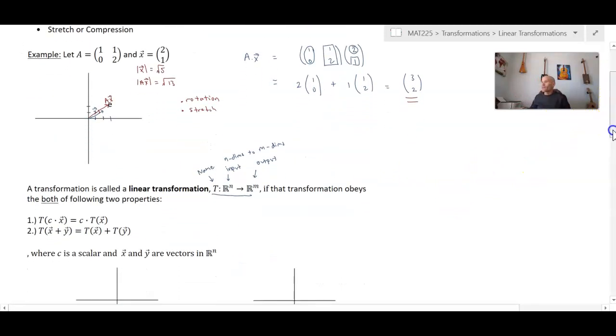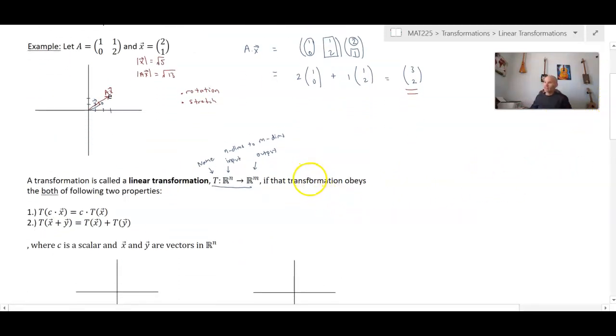Now, the 2 properties that must be obeyed for the transformation to be called linear are these 2 right here, where c is a scalar and x and y are vectors in Rn.